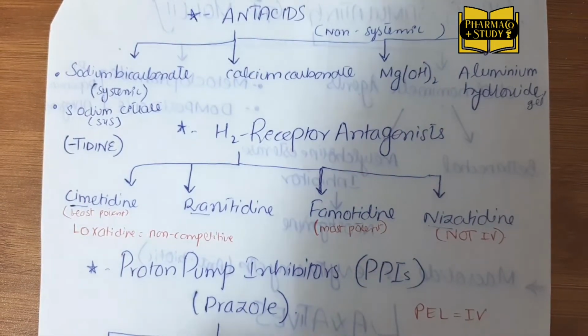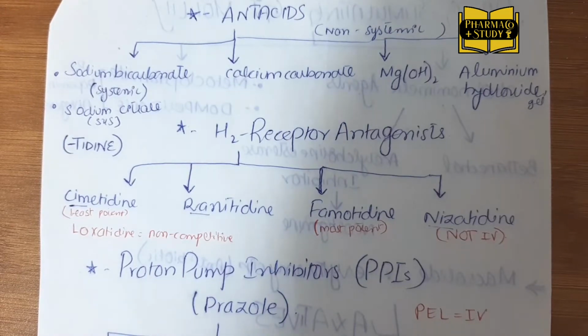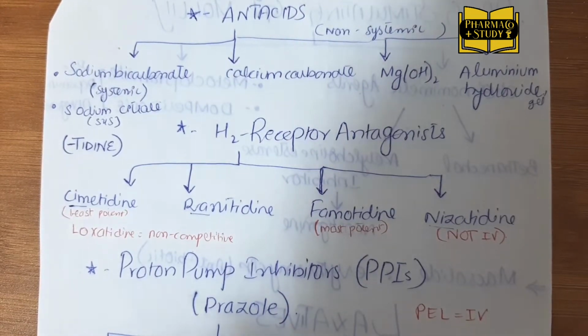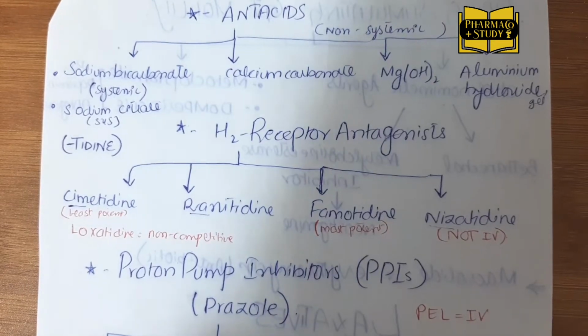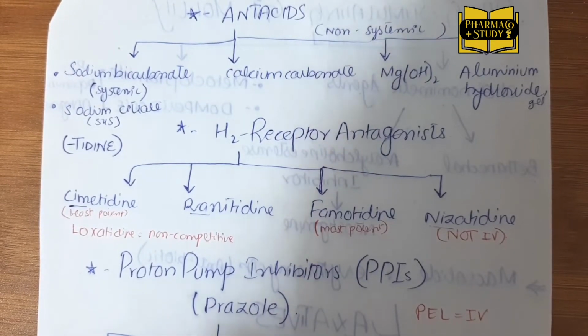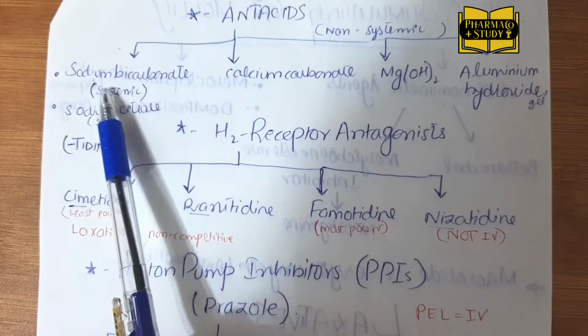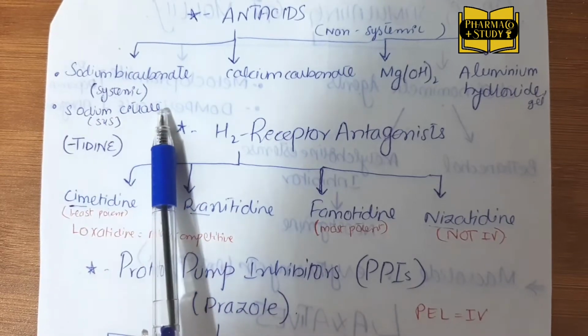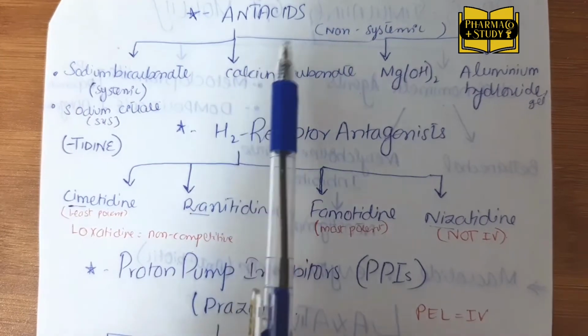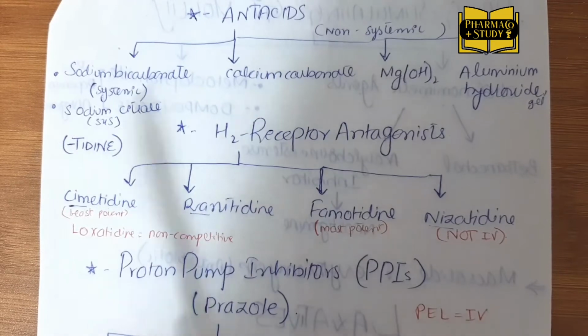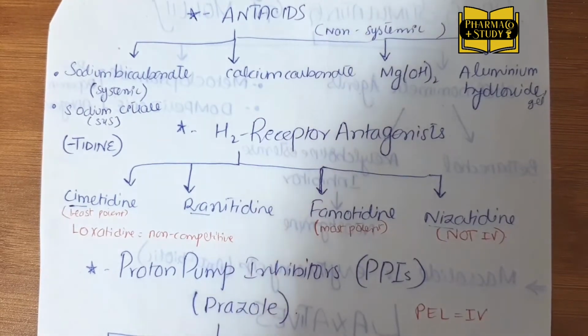So when we look at the classification of the antacids, we see that there are two types of antacids. Number one, the systemic, and the other one, the non-systemic. The systemic antacids get absorbed in the body and show a systemic effect as well. Obviously, as their name indicates, these drugs include sodium bicarbonate and sodium citrate. The other class of antacids are the non-systemic ones that do not get absorbed and neutralize the acid.